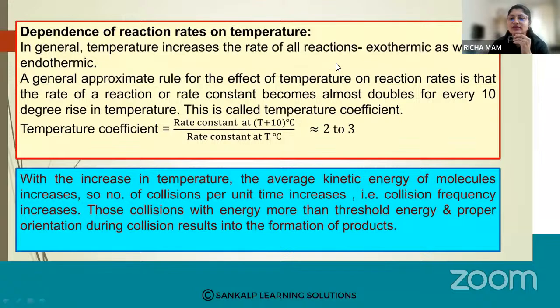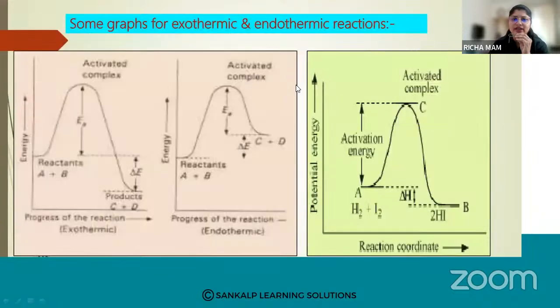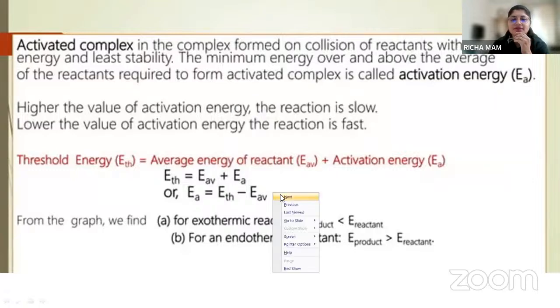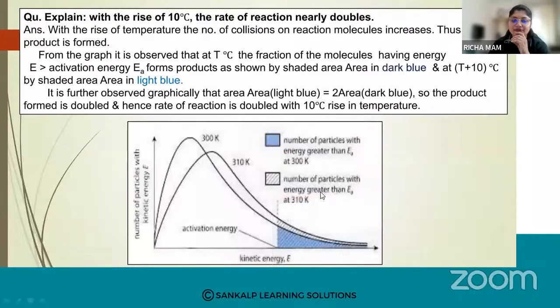Then we had discussed the effect of temperature on the reaction. What we have seen is that for every 10-degree rise in temperature, the rate of the reaction doubles. These were the graphs which we had discussed, showing how at every 10-degree rise in temperature the rate of the reaction gets doubled.